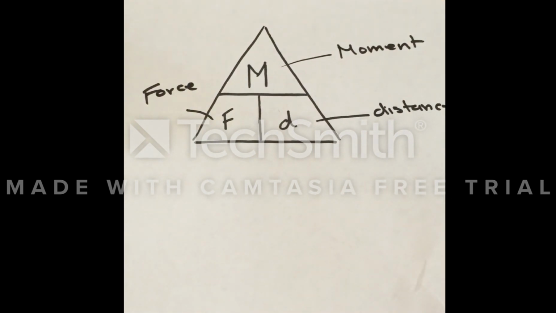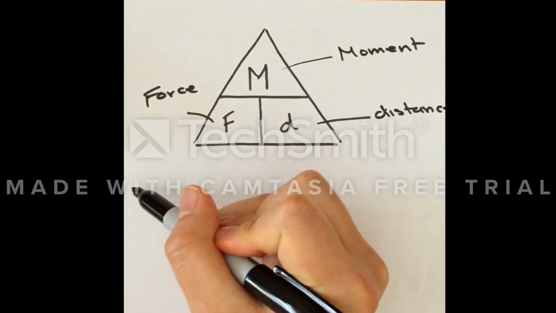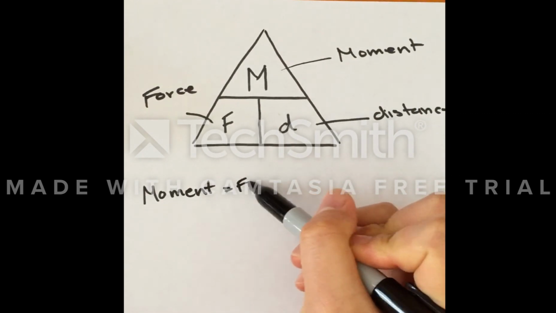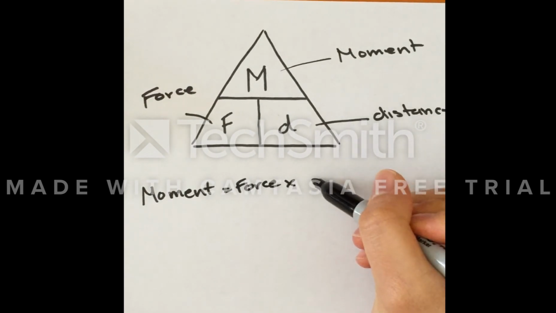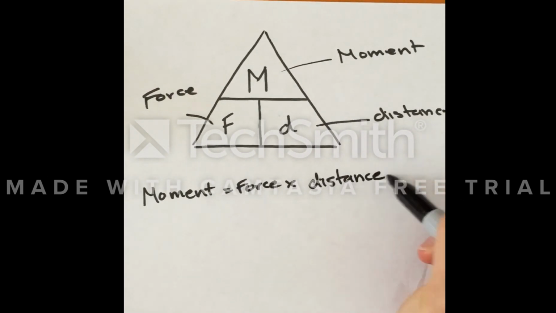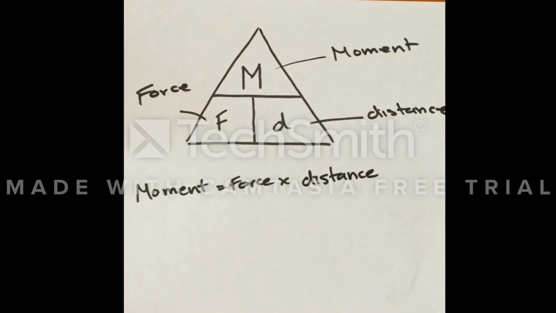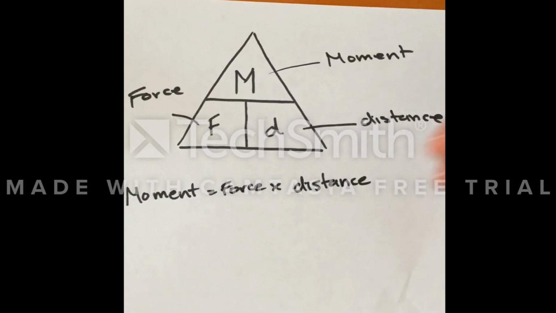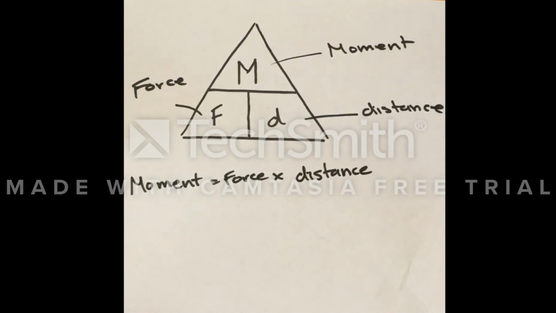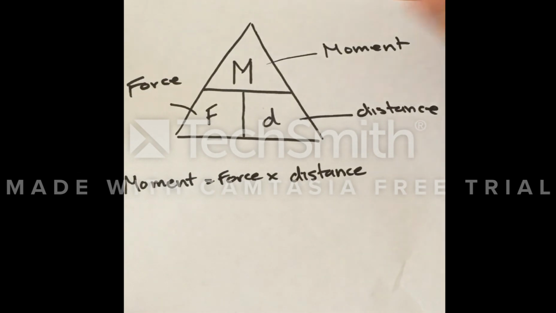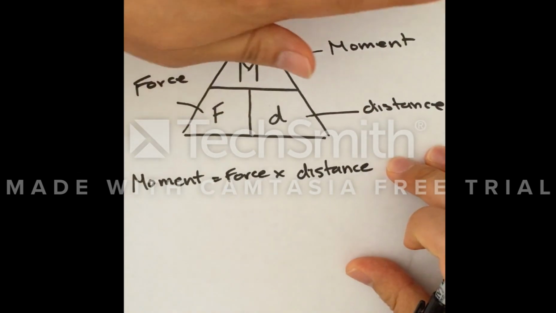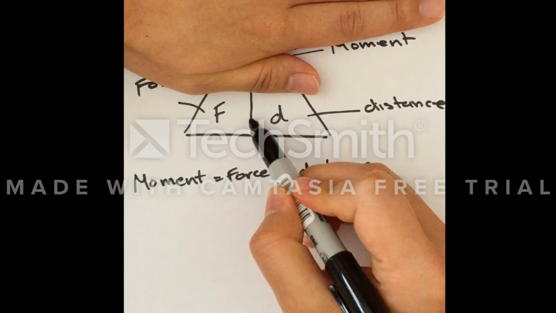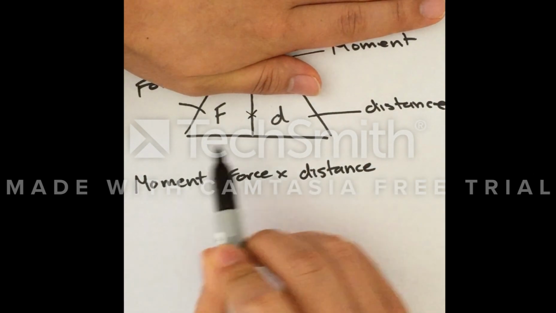Now, the first one that the booklet gives you is quite simple, okay? Moment equals force times distance. And you know this distance is supposed to be perpendicular distance, so that's good. And the way that we figure this out is the triangle method works by covering up what you're looking for. So if the question is asking you to look for the moment in this problem, then you would cover up moment, and you're left with force and distance. And they're right next to each other, so this one is actually multiplied, force times distance.